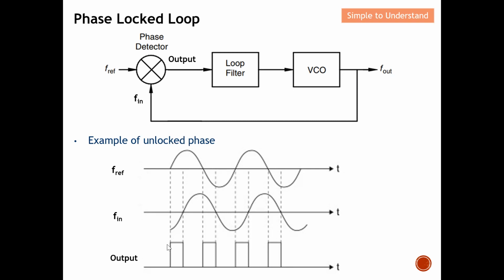But if you see something at the output, that clearly indicates that F reference and F in are not in phase. Another criterion you can consider is the width becoming larger: the more F reference and F in differ in phase, the more out of phase they are. So in short, the key idea is how to make this output become thinner and thinner, and finally they are locked. So basically, this is the role of a phase lock loop.